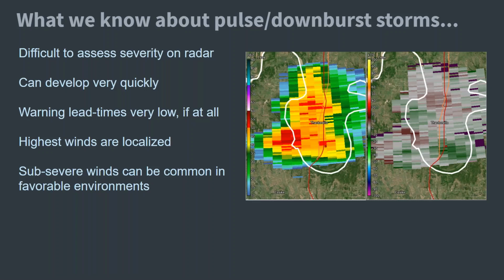So now, using that mesoanalysis to incorporate into our messaging. Once we've identified that storms that pop up will be the pulsy downburst type, what we know about that is that those can be hard to assess the severity on radar because usually the high winds are happening below radar level. They can develop and evolve very quickly, and they go away as quickly as they sprung up. Because of that, the warning lead time, if we get damaging winds, is going to be very short, if any lead time at all. The highest winds are going to be localized and difficult to pinpoint. And we also know that sub-severe winds in an environment like this are fairly common and easy to get with any storm that pulses up and back down.